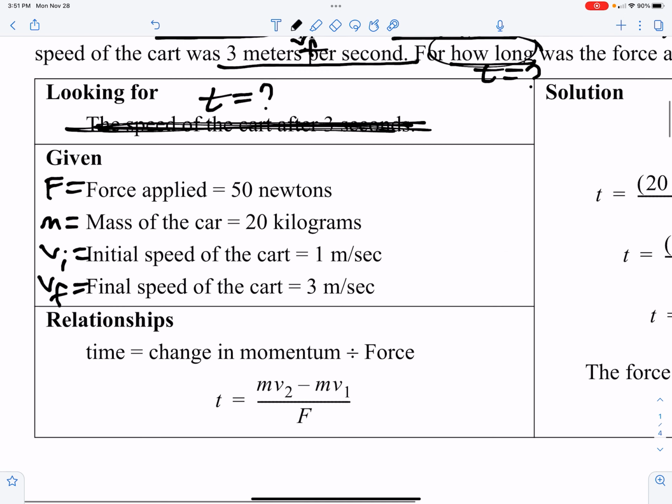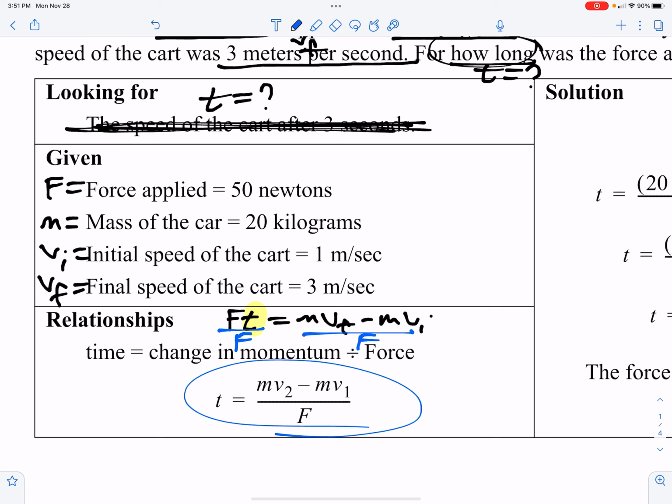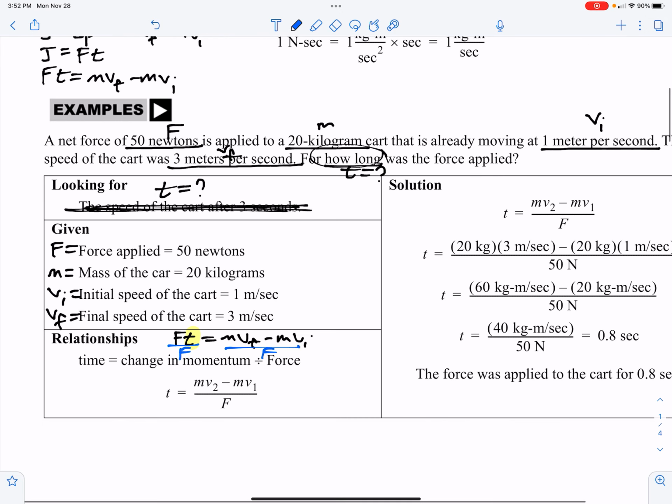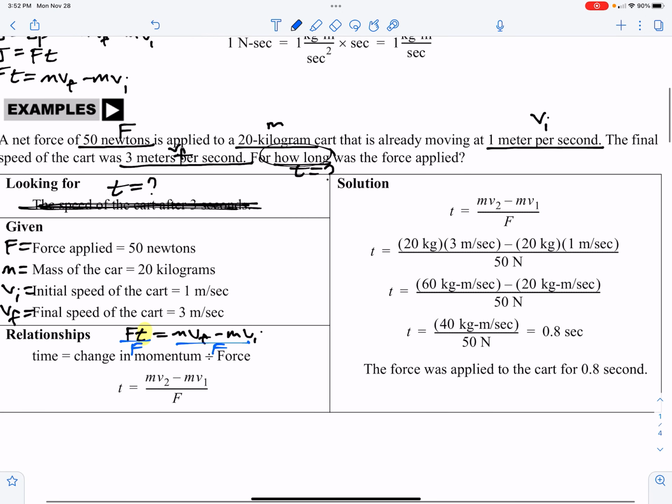So we start off with force times time equals m v final minus m v initial. You can see in order to solve for time, you need to get rid of the force. So we need to divide by force on both sides. And that's how we get that version of the equation there. Notice it's the same equation, but instead of v final, they're using v2. Instead of v initial, they're using v1. Same thing, really. And you can see now how we're plugging in the values.